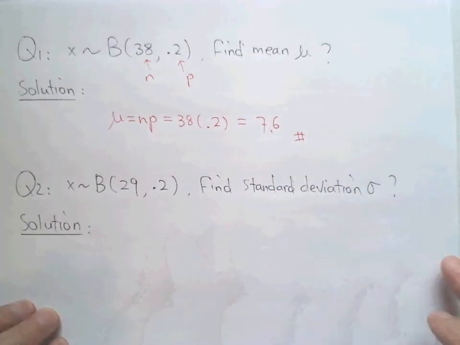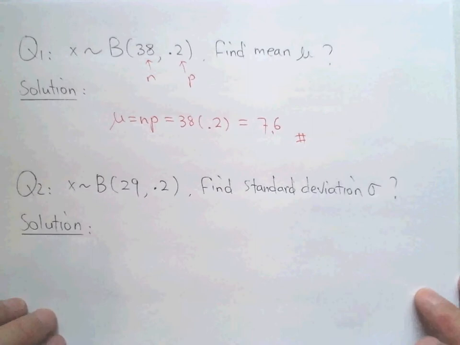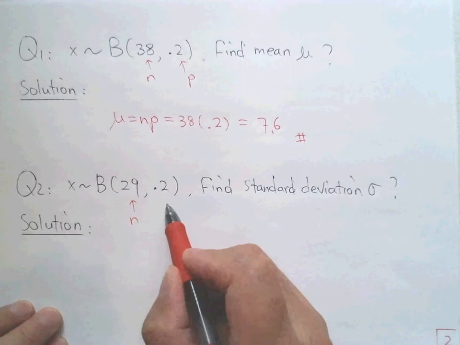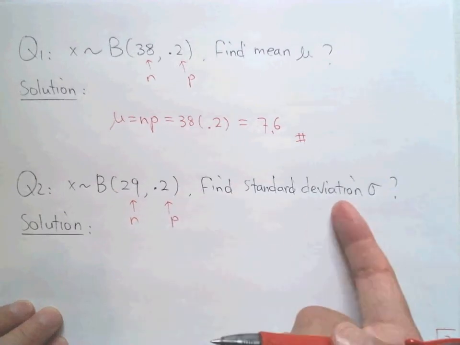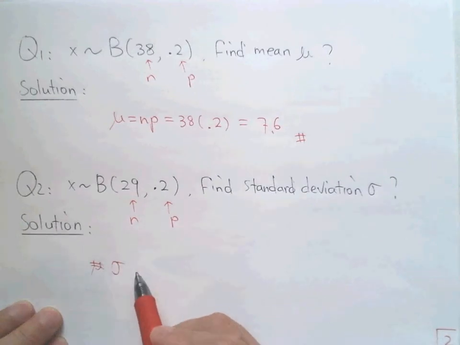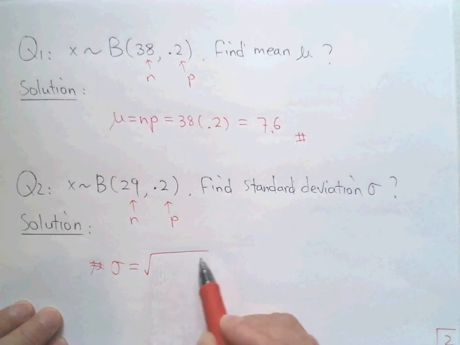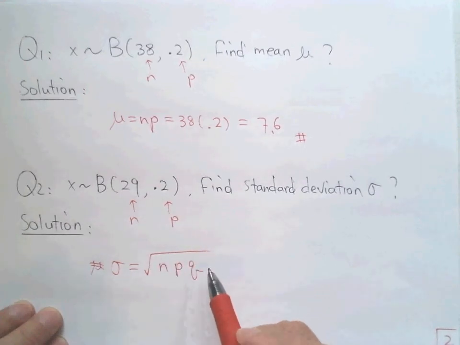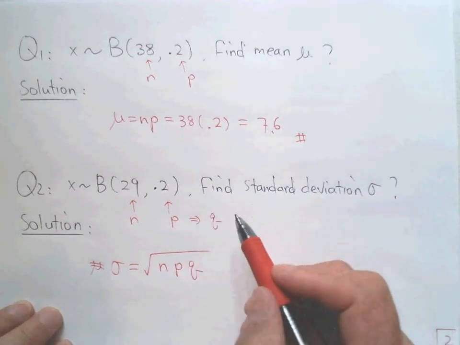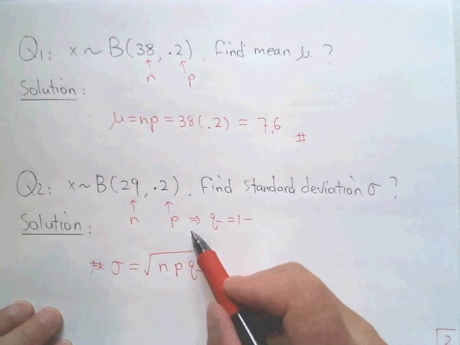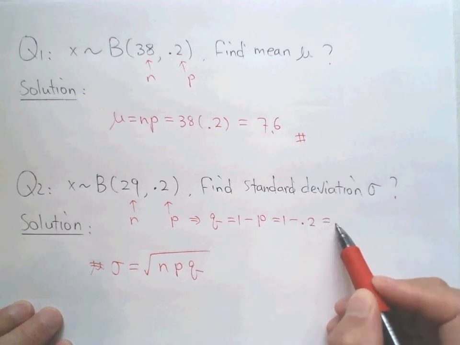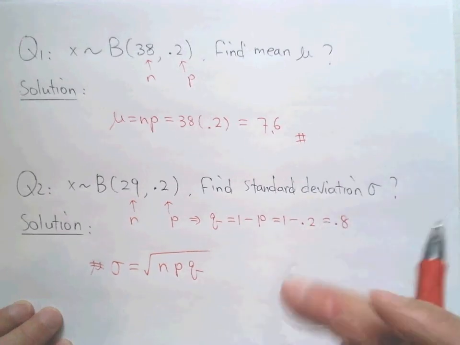Look at the second: find the standard deviation. We have a formula. First, determine n here and p here. The standard deviation sigma equals this formula: the square root of npq. What is q? I'm going to find q. q is the probability of failure, 1 minus the success probability. The success is p, so I use 1 minus 0.2. What do we get? 0.8. An 80% chance you will fail.